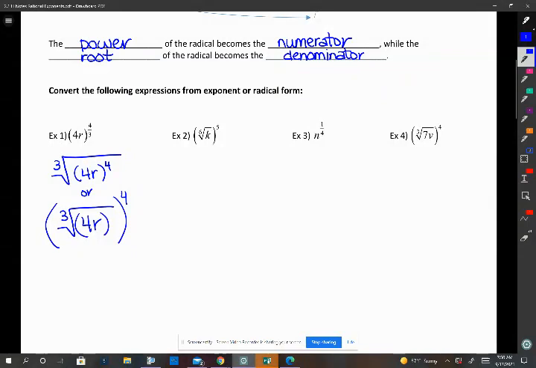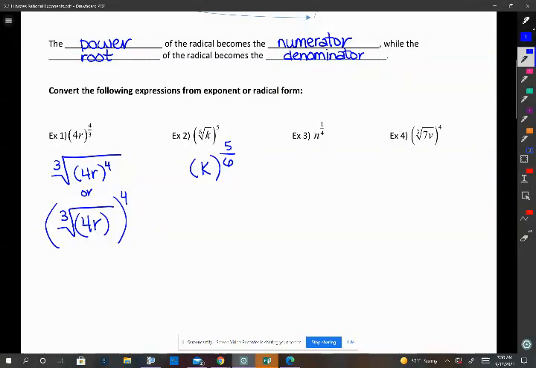Now we have the radical, so we want to go the other way. We want to write it as a rational exponent. We're going to take the value that's under the radical, and I always put it in parentheses to be safe. Then the power is the top number, and the index or the root is our bottom number. So we write k to the 5/6.